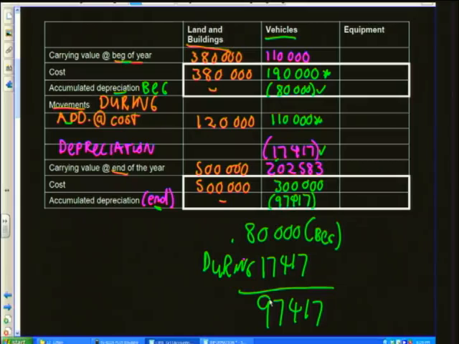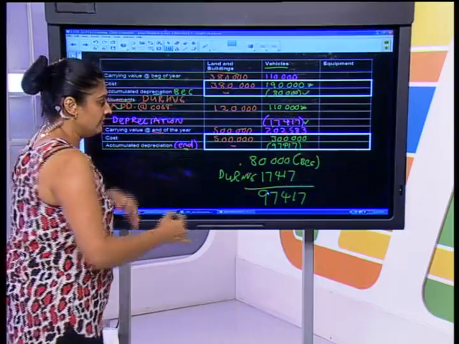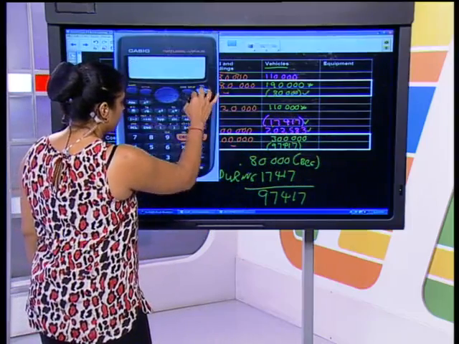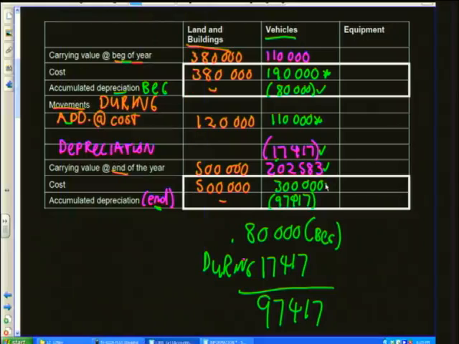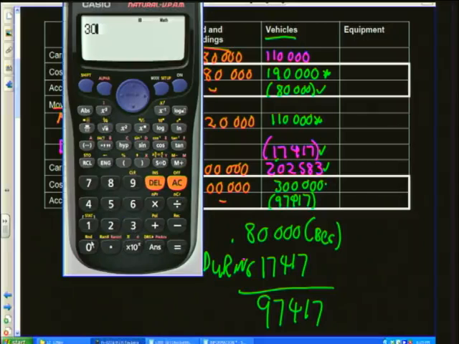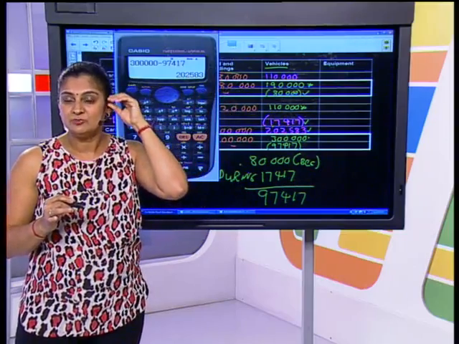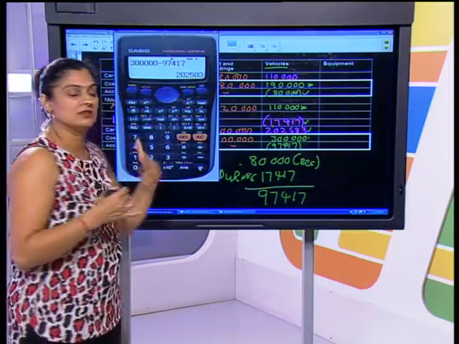Right, remember, the last two lines of this note is what we normally refer to as a recon because it helps us to check our figure above. So let's do that quickly. At the end of the financial year, my cost is 300,000. 300,000 minus 97,417 to give me 202,583, which is my carrying value. Carrying value, guys, simply means what are your vehicles worth? We know what the cost is. We know what the accumulated depreciation is. Now tell us what your vehicles are worth.